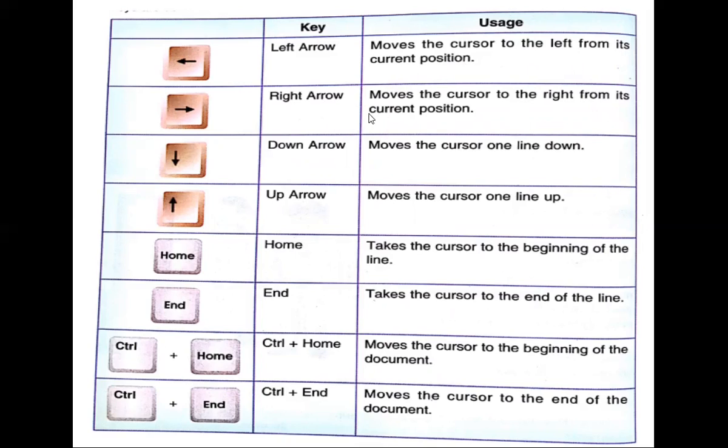Next, the right arrow key moves the cursor to the right from its current position. The down arrow key moves the cursor one line down. Next, the up arrow key moves the cursor one line up.